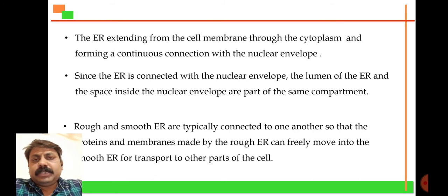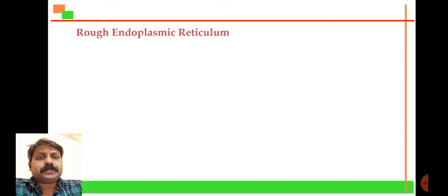So the smooth and rough endoplasmic reticulum are interconnected. In the last photograph we observed that the smooth and rough endoplasmic reticulum are connected with each other, and through this connection the proteins and all other molecules can move across freely.